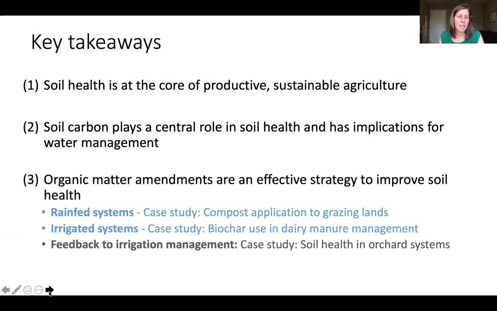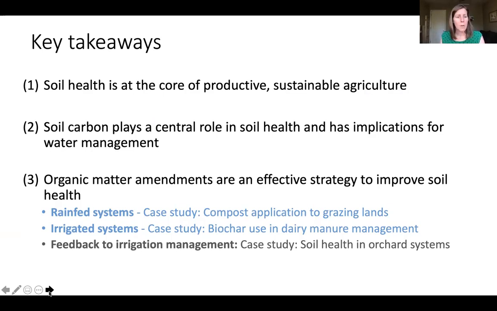First key takeaway is that soil health is really at the core of productive, sustainable agriculture. We're really good globally at producing a lot of food, but we've seen now that that's come at huge cost to environmental quality, human health, and also social justice. And so soil health is really a central component when we think about future agricultural systems, both in terms of productivity and also sustainability.